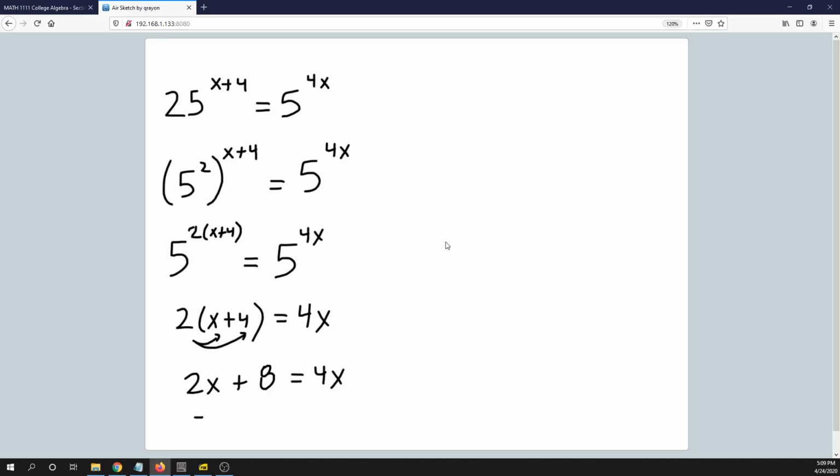Then I'm going to get all the x's on one side by subtracting 2x from both sides. That's going to leave me with an 8 over on the left-hand side and a 2x over on the right side. And then I'm going to divide both sides by 2. 8 divided by 2 is 4, and 2x divided by 2 is x. So the solution here is 4.